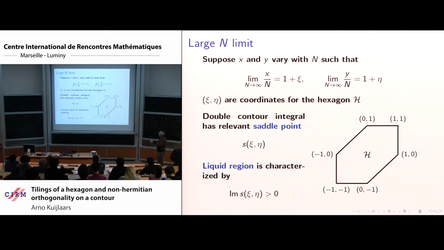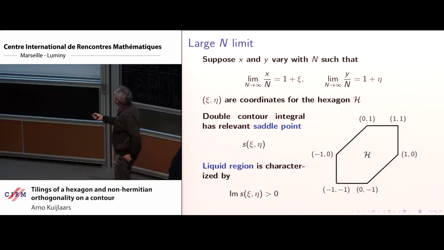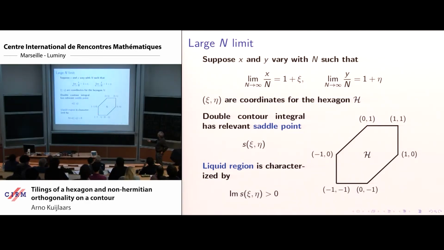Okay, so this is the large N limit, as I was already hinting at. We want to increase capital N, and then both x and y, the two coordinates, would scale with capital N, so that we focus on a fixed point on our hexagon. And I took coordinates in the hexagon like this, so that both psi and eta, the limiting coordinates, are between -1 and 1. And 0, 0 is in the center of the hexagon. You see here the corner points.